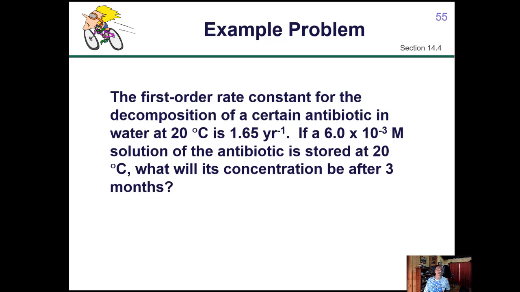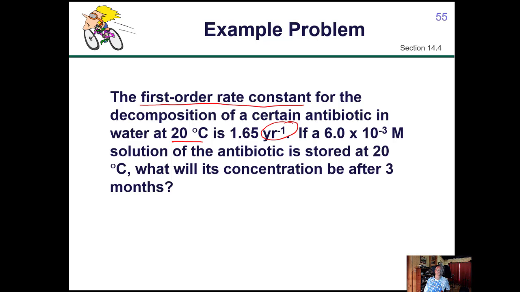Now the first thing to recognize is that if they didn't tell you in this problem that it was a first order reaction, you could have determined that by simply looking at the units on the rate constant, because it tells you the first order rate constant for the decomposition of a certain antibiotic in water at 20 degrees Celsius is 1.65 per year. Now you don't have to worry about the 20 degrees Celsius. That will be a constant.